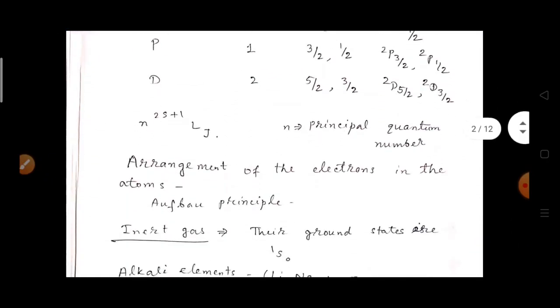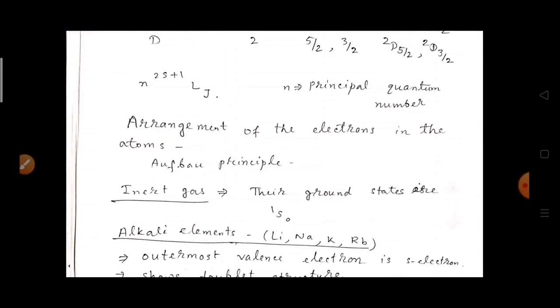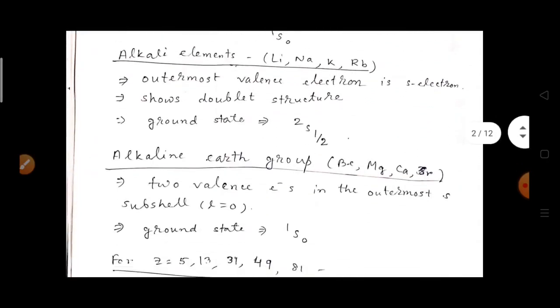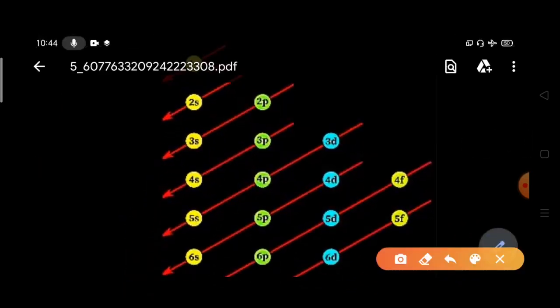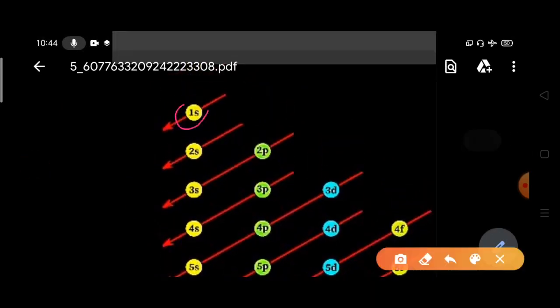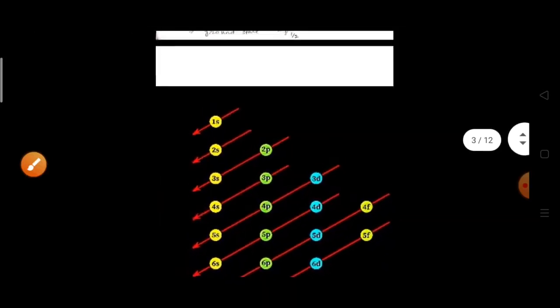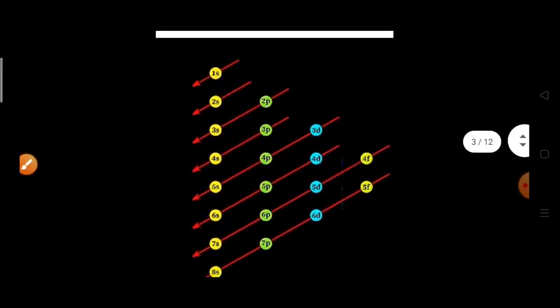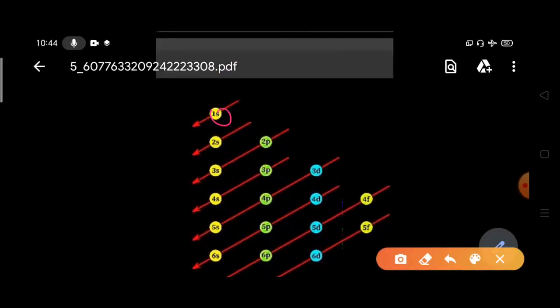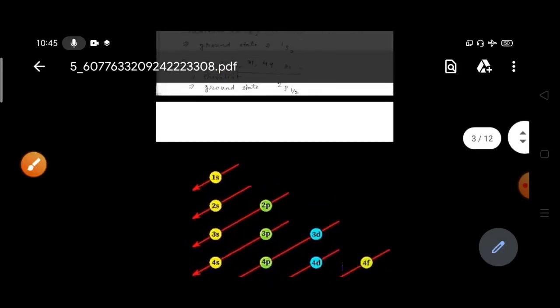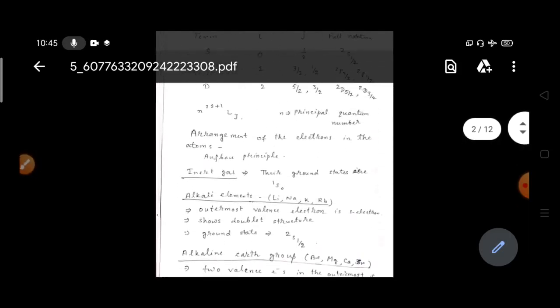Now we shall understand the arrangement of the electrons in the atoms. We do it by the Aufbau principle. So here the first is 1s, then 2s, then 2p, 3s, then 3p, 4s, then 3d, 4p, 5s. All this we know, the energy levels. So electrons will first fill the lower energy levels, then go to higher energy levels, and the filling will be according to the Pauli exclusion principle.